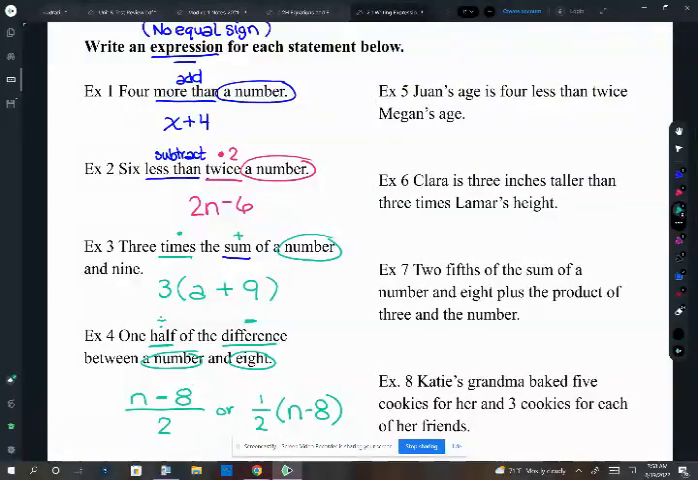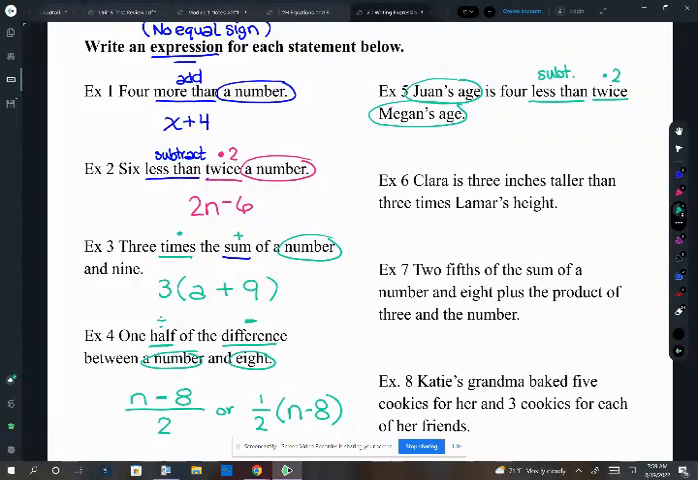Okay, as we look at example 5, Juan's age is 4 less than twice Megan's age. All right, so Juan's age is 4 less than, so less than is going to be a subtract. Twice means that we're going to times by 2 of Megan's age. So we've got a couple things that we don't know. We don't know Juan's age, and we don't know Megan's age. Okay, but we know the relationship between the two.